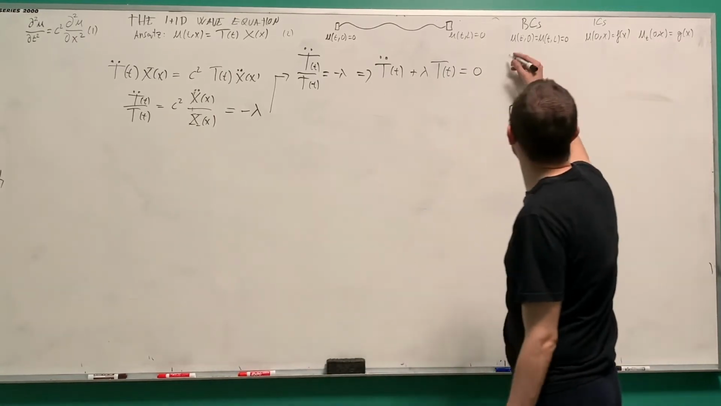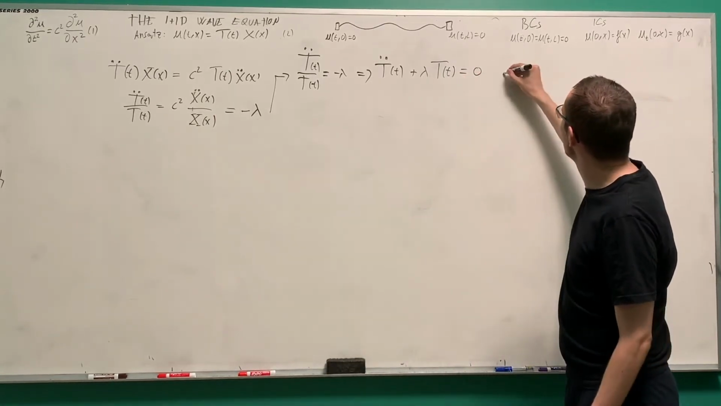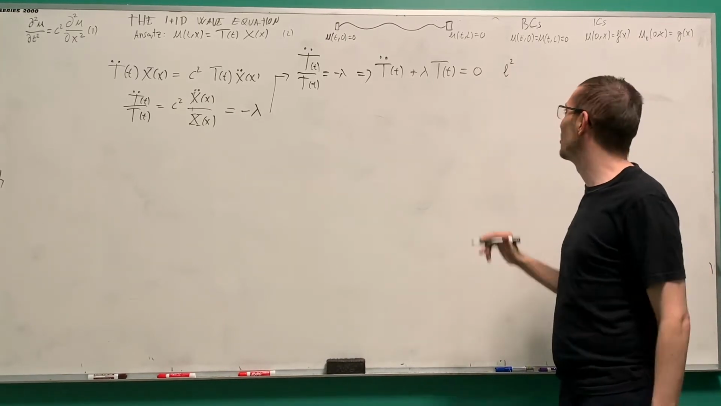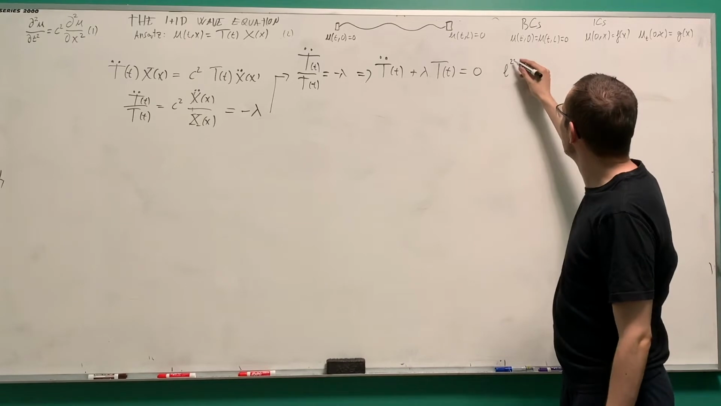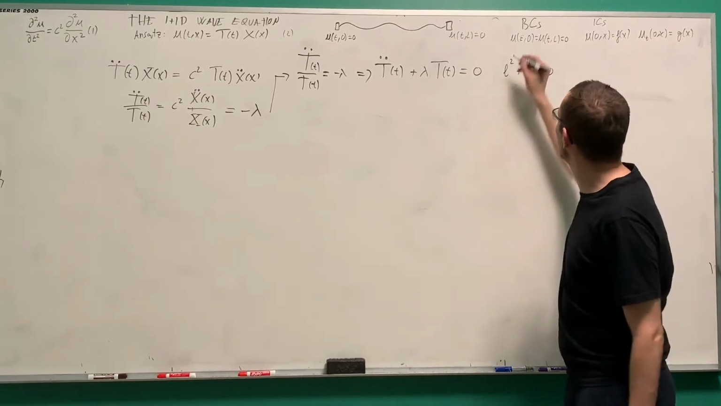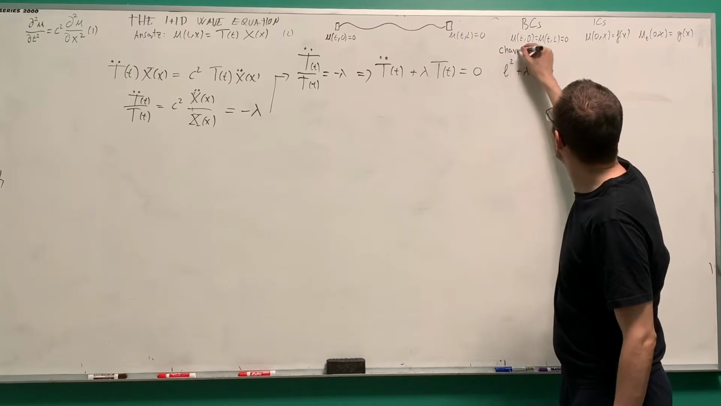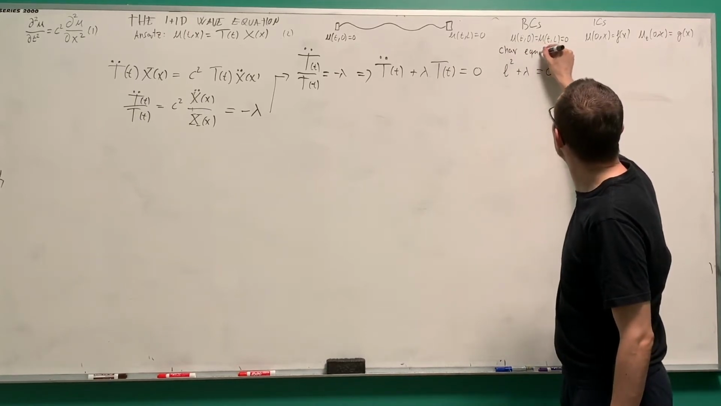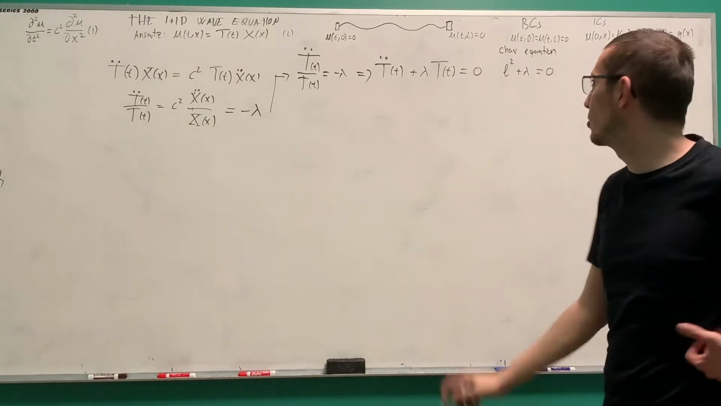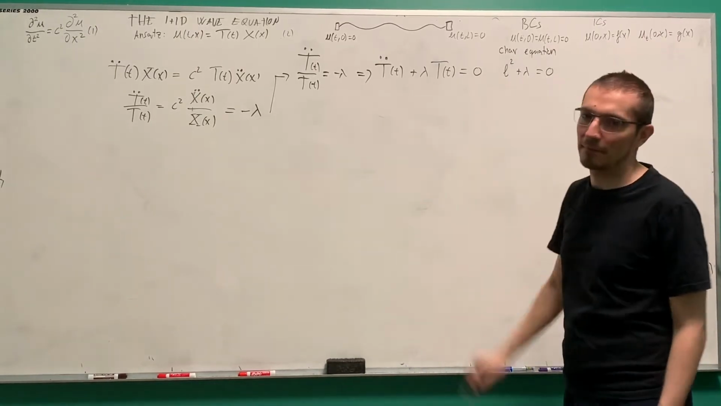peasy. We can write here the characteristic equation, L squared. Let me call L the eigenvalue, the variable of the characteristic polynomial. So L squared plus lambda equals 0. Okay, that's the characteristic equation, to find the roots of the characteristic polynomial that is L squared plus lambda.